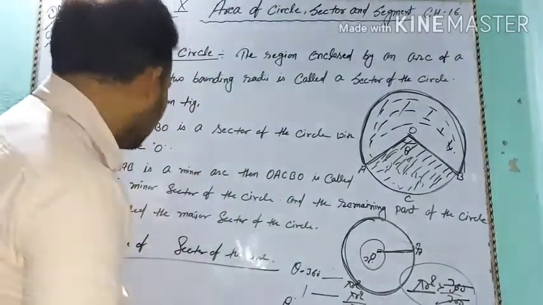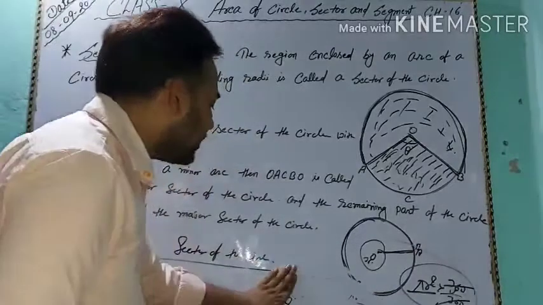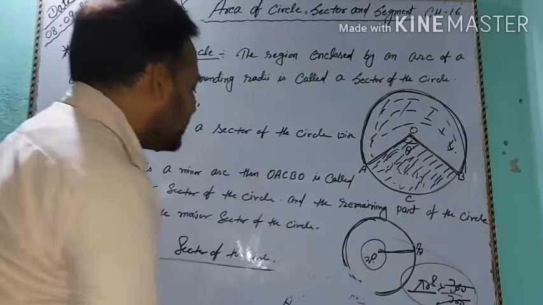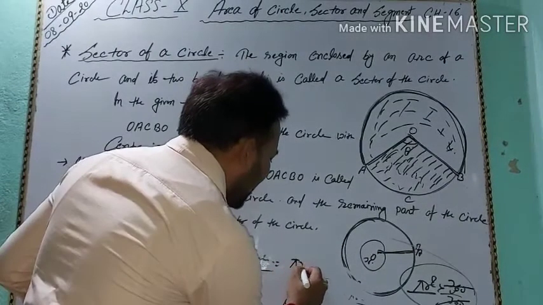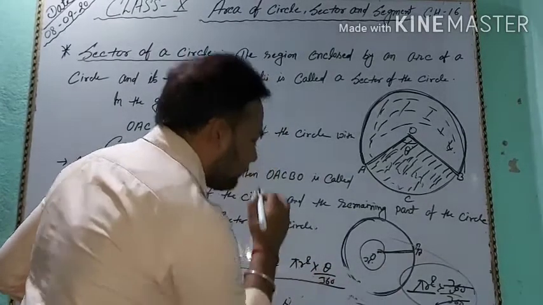Okay. For students, area of the sector of a circle. What is the area of the sector of a circle? The area of the sector of a circle is pi r square multiplied by theta by 360 degrees.